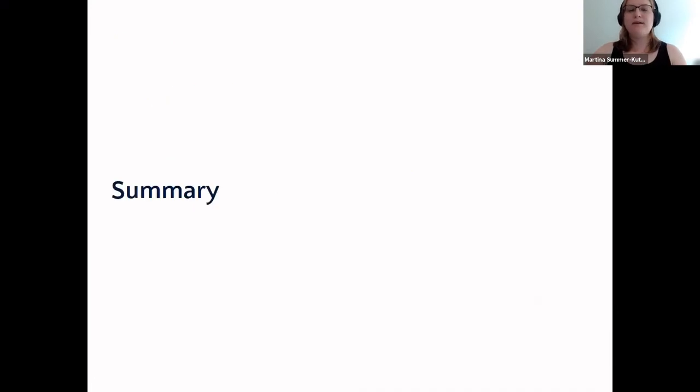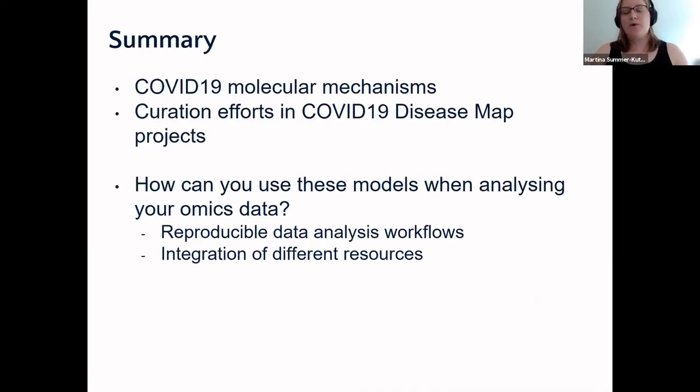Now, a little bit in summary, what we really want to focus on is the COVID-19 molecular mechanisms. So we're really going to look at some of these pathways and what's happening with them in a COVID-specific data set. There's a lot of curation effort going on in the COVID-19 Disease Map project. If that's something you're really interested in, or you're missing something in that disease map, then please let us know, join the community, or give us a hint on where we need to look and what we're still missing. And something we'll focus on tomorrow is how can we use these models now that we have available when we want to analyze our omics data.